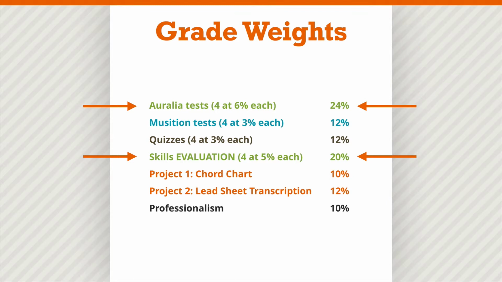So for this course, we have 4 Auralia tests, 6% each for 24%. Musicians quizzes each week come to 12% in the end. You have weekly skills evaluations. There are 4 of those for each of the 4 weeks. Those are 5% each, 20% total. There's your Project 1 chord chart. Your Project 2 is the lead sheet transcription, and of course there's your professionalism grade.